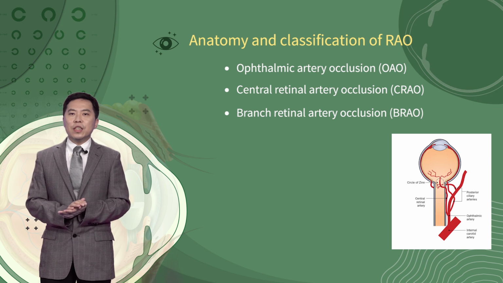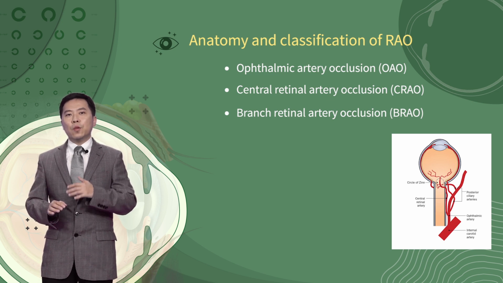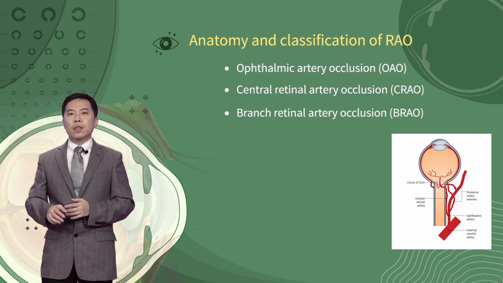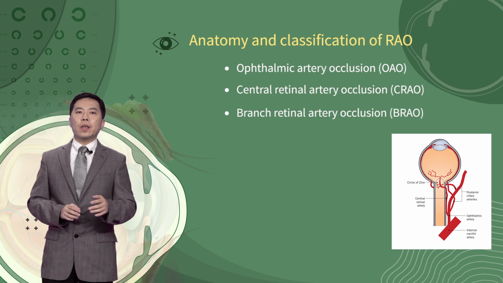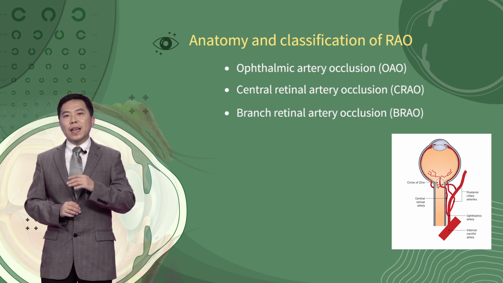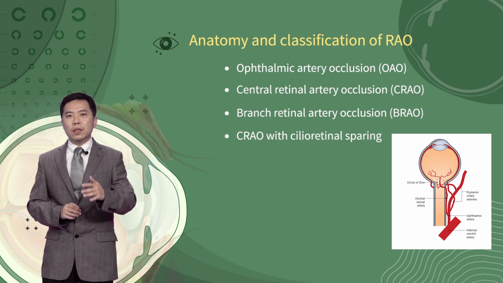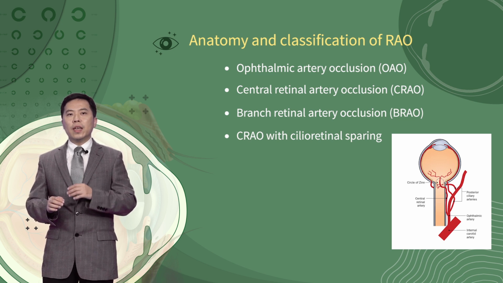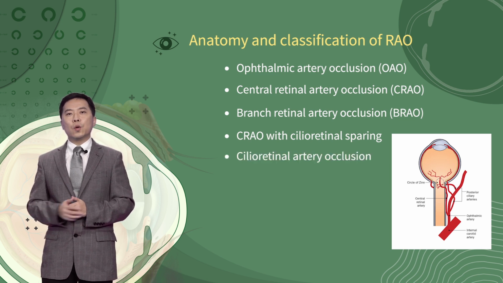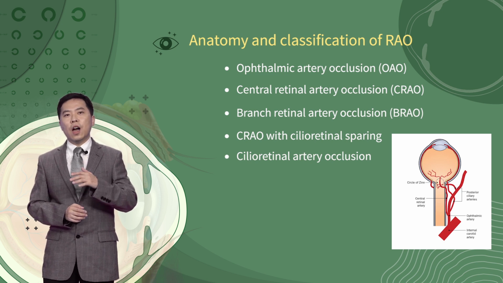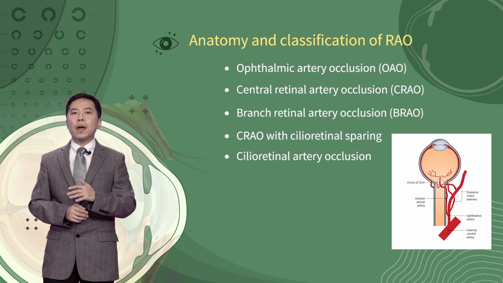In some patients, there is a cilioretinal artery which does not originate from the central retinal artery, but from the posterior ciliary artery. Therefore, there may be CRAO with cilioretinal sparing or solely cilioretinal artery occlusion. I will present the clinical features of these diseases one by one.